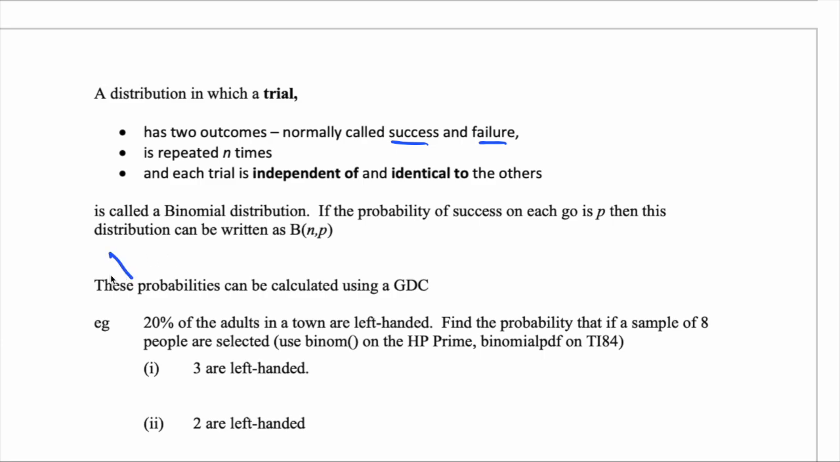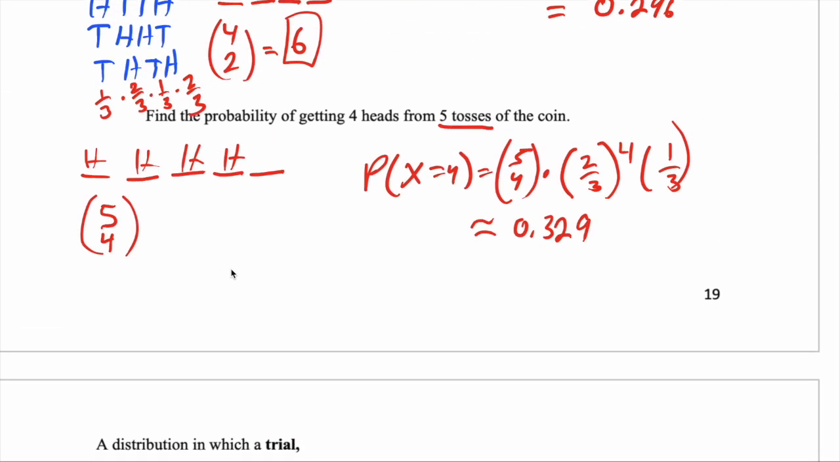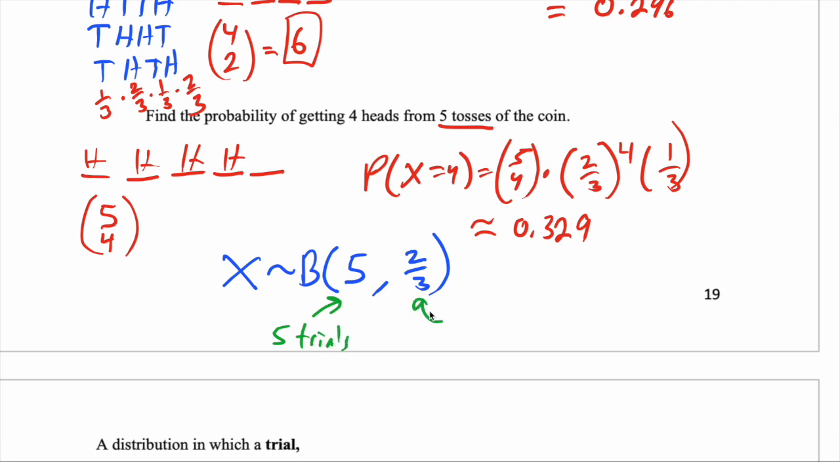So we say this is the notation. X has a binomial distribution of n, p. Let's go back to the previous example. In this case, X has a binomial distribution of 5 because there's 5 trials, and the probability of success was 2/3. Okay, this is a shorthand way of saying all that. X has a binomial distribution with 5 trials, and the probability of success is 2/3.